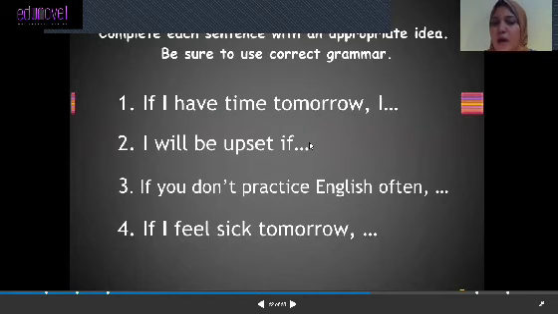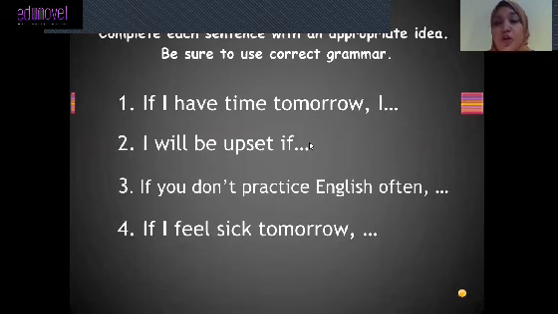And for Miss Hiba, I'll be upset if you come late to my session. The third one, if you don't practice English often, oh, there's going to be a bad consequence then. The fourth one, I feel sick. If I feel sick tomorrow, what are the possibilities that might happen? You need to figure it out, waiting to see your answers.